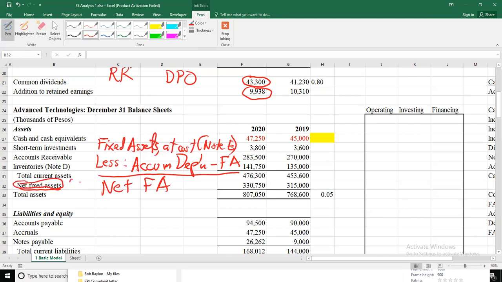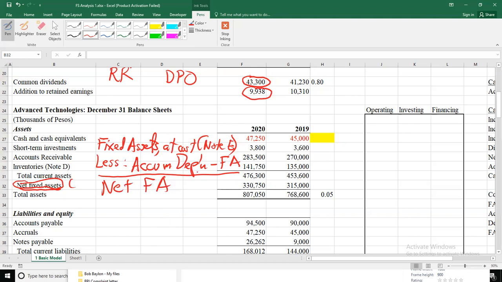Pero pag ganyan, dapat may mga notes yan, ano? Kasi dapat papakita for full disclosure. Hindi pa pwedeng ganyan lang, net fixed assets. Kailangan may notes dapat yan explaining how 33750 was arrived at. Paano naging 33750? Again, for full disclosure, dapat nakalagay yan.